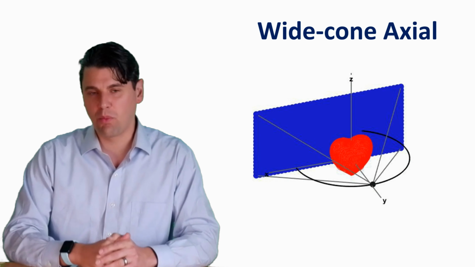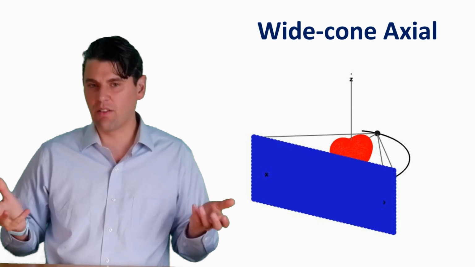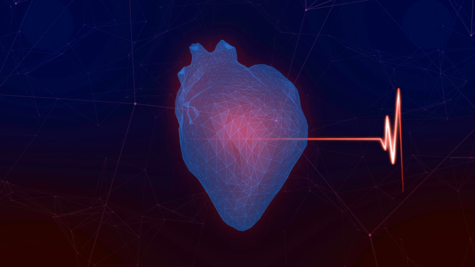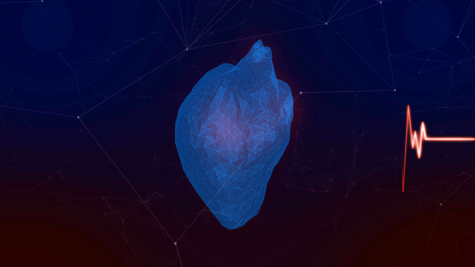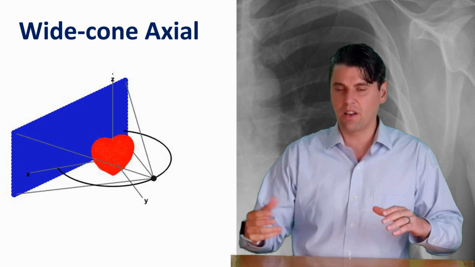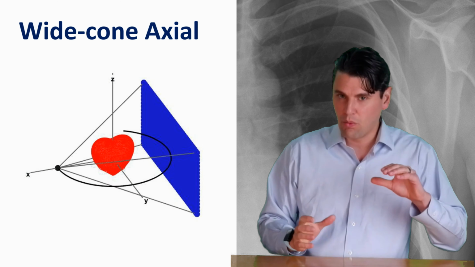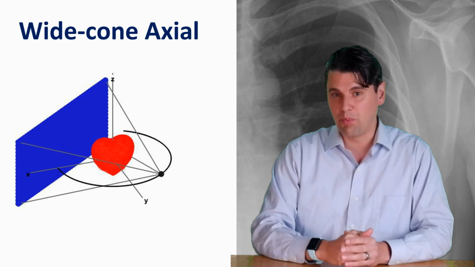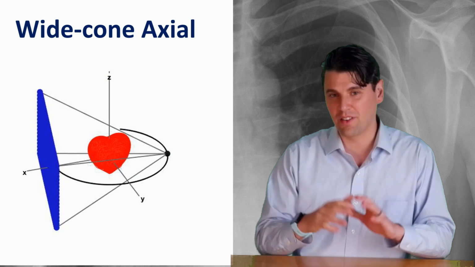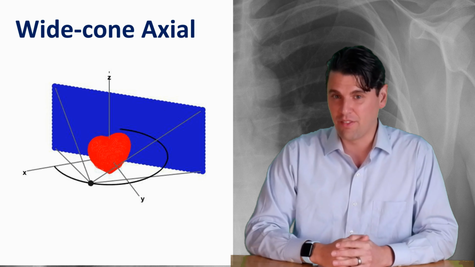And we're using the term wide cone axial to mean we're going to cover a whole organ. And again, the organ that we're often talking about is the heart, because it's very difficult to image because it's moving quickly. In order to cover the whole heart in just one rotation, the idea is that we would have a detector which is big enough to cover that whole organ. So 160 millimeters of coverage is enough to cover the vast majority of the human heart.